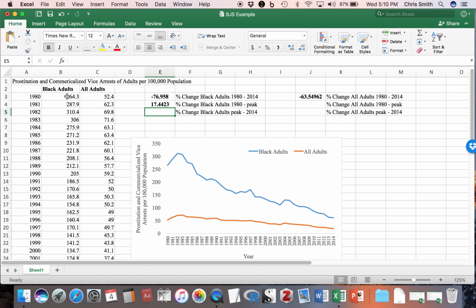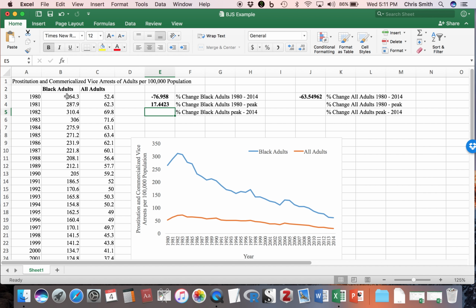It was a 17% increase. For this, I would write something like, Black arrest rates were already quite high in 1980 when data are first available. However, the peak for Black arrests was in 1982. Between 1980 and 1982, the arrest rate for prostitution and commercialized vice for Black adults increased only by 17%.